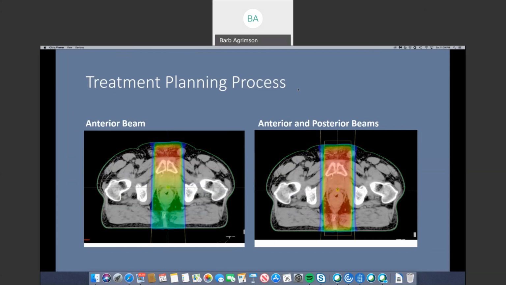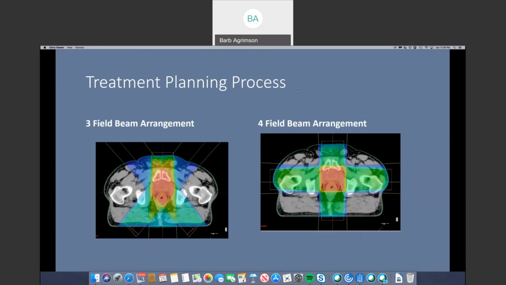Not that either of these would be ideal, but the one on the right would be better than the one on the left. So to improve on it, you would add more beams, and the dose distribution will concentrate in the area where the beams overlap through the divergence. So the area in red now is more centralized over, say in this case, the prostate, which would be much improved over the last two images that we looked at.